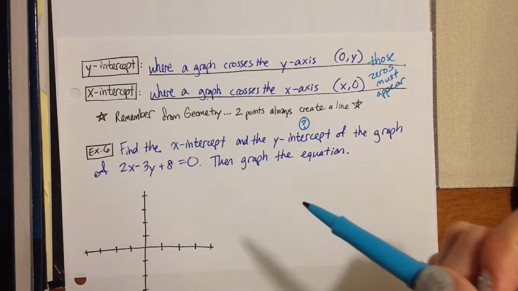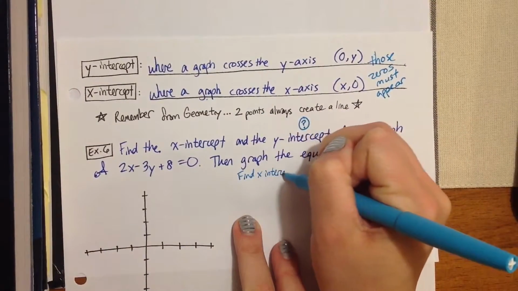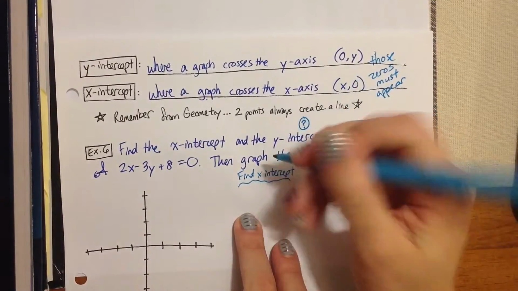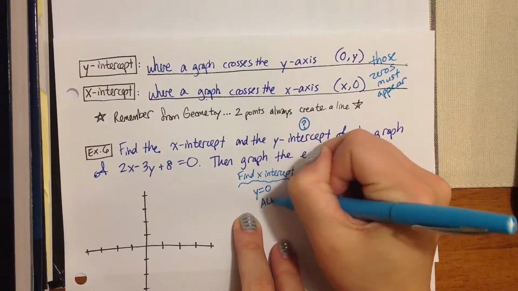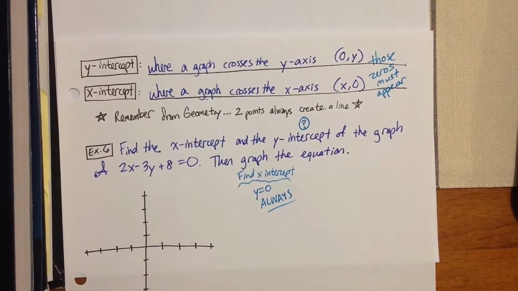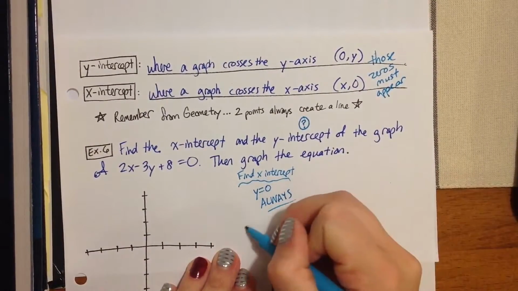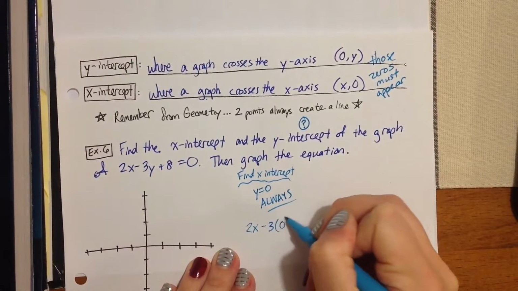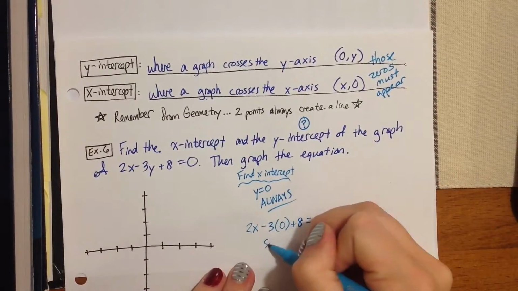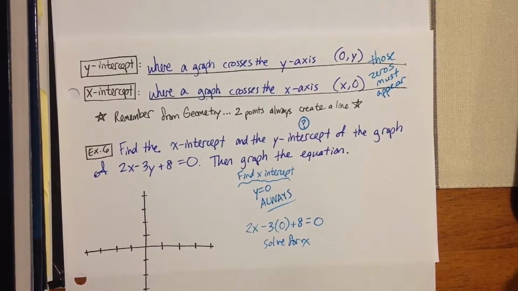So, here we go. I am going to find the x-intercept. Well, for the x-intercept, I see that the y value is always 0. Always, always, always, and forever. So, I'm going to use that to my advantage. I'm going to take this equation and plug in y equaling 0. So I have 2x minus 3 times 0 plus 8 equals 0. I'm going to simplify this and solve for x. If I can solve for x, that's going to be my x-intercept.